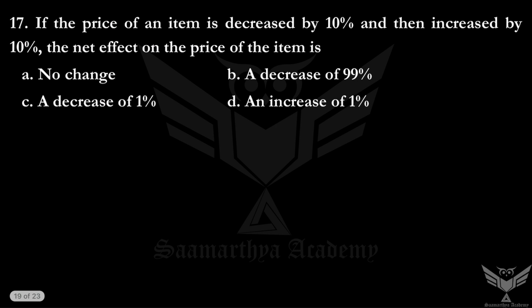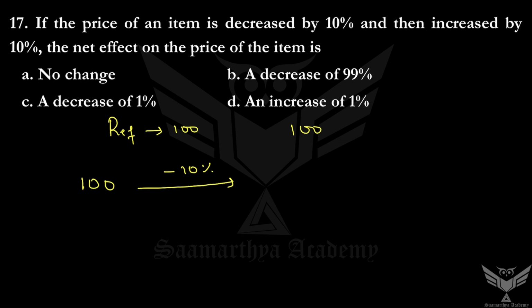The next question. If the price of an item is decreased by 10% and then increased by 10%, the net effect on the price of the item is. Whenever you're dealing with percentages, always remember your reference is 100. From 100, you are reducing 10%. What is 10% of 100? 10. The answer that we got is 90.